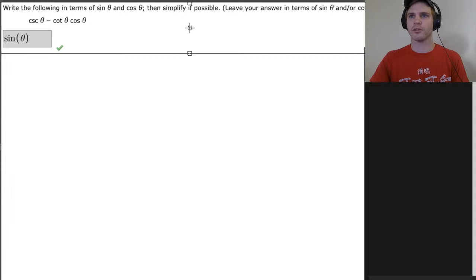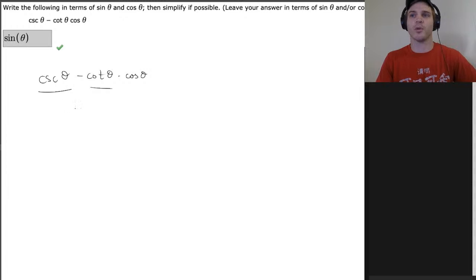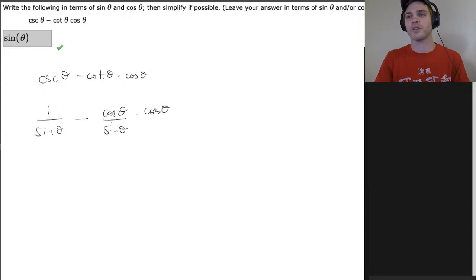Write the following in terms of sine and cosine, and then simplify. Okay, so that's really clear instructions. Write it in terms of sine and cosine and simplify. So we have the cosecant of theta minus cotangent of theta times the cosine of theta. And so we want to write this in terms of sine and cosine, which means use your reciprocal and quotient identities here and here. So cosecant is 1 over the sine. And then cotangent is cosine of theta over sine of theta, times cosine of theta.